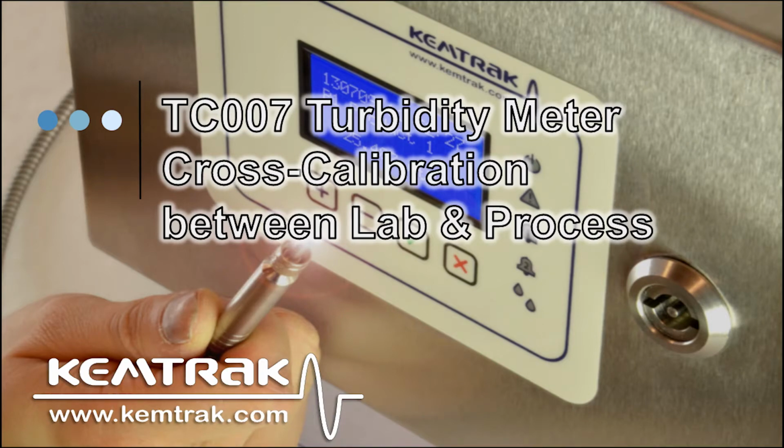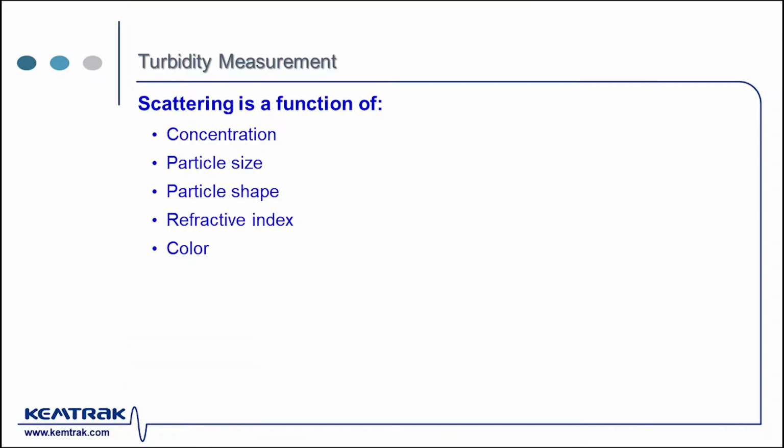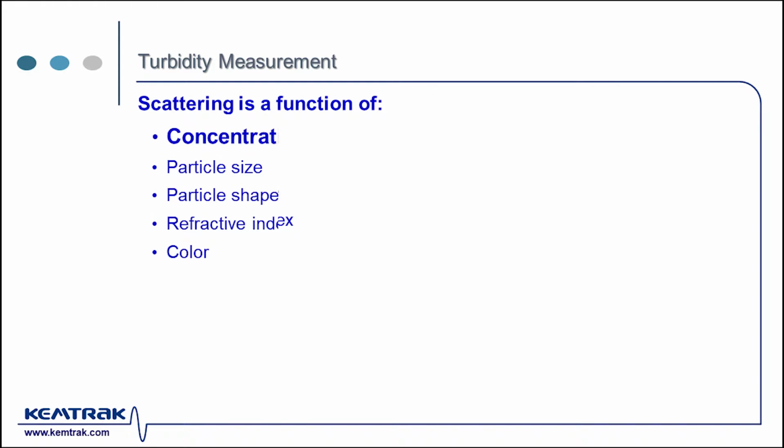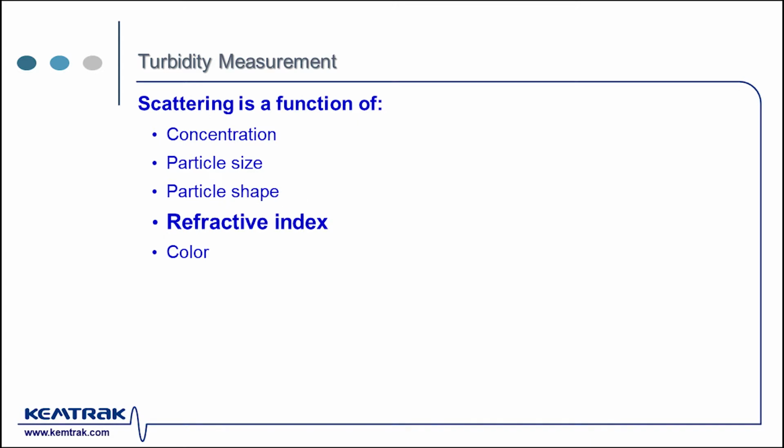This video will show you how to cross-calibrate a Chemtrack TC007 turbidity meter against a laboratory turbidity meter. Turbidity is a measurement of light scattered from a suspended particle. In liquids, this measurement is a function of concentration, particle size, particle shape, refractive index, and color.